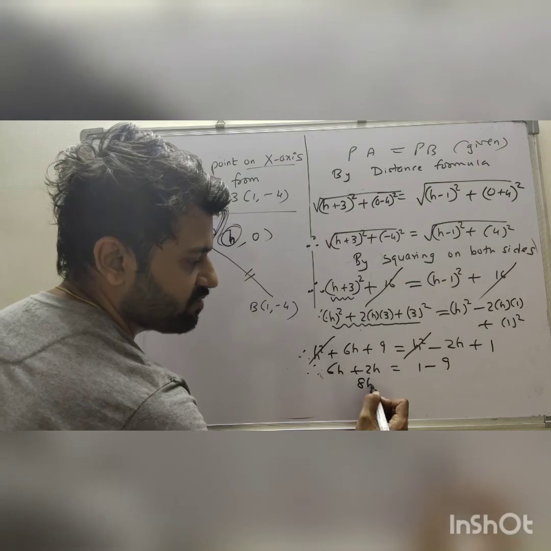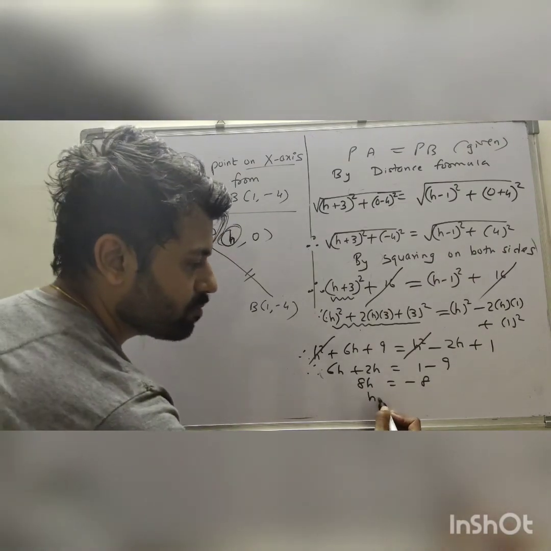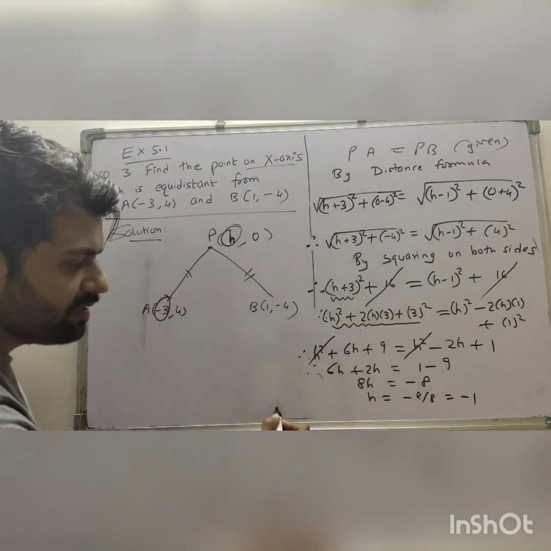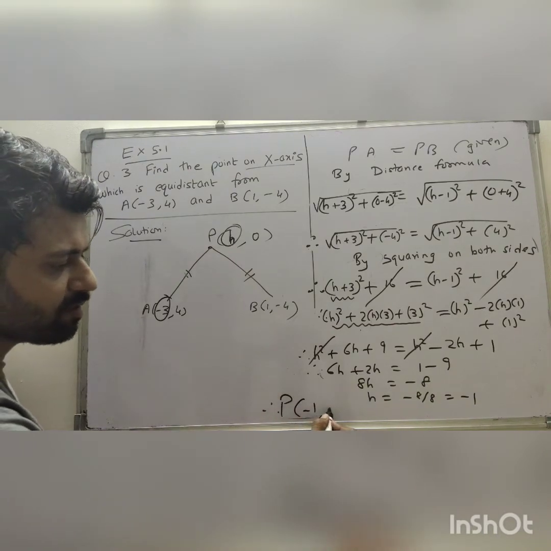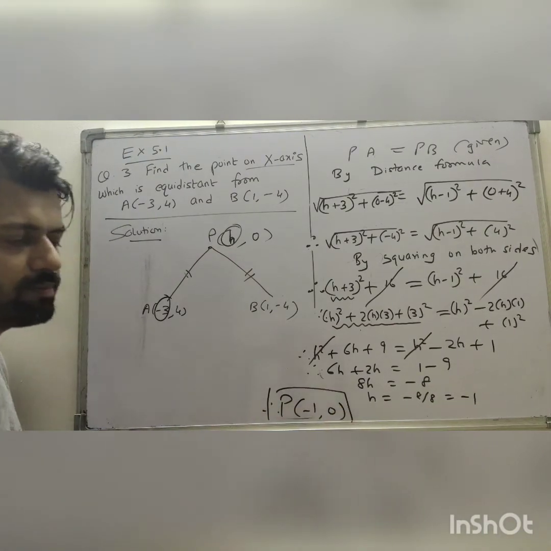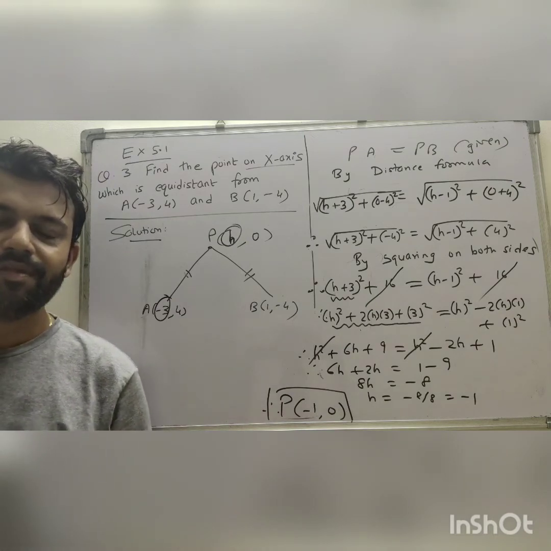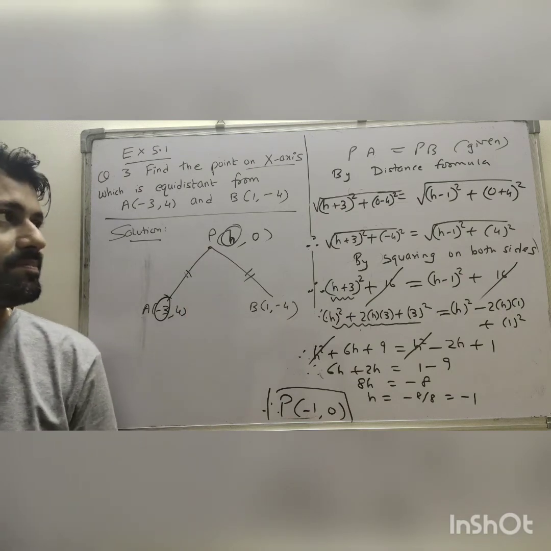6 प्लस 2 इज 8h इज इक्वल्स टू माइनस 8, h इज इक्वल्स टू माइनस 8 अपॉन 8 इज इक्वल्स टू माइनस 1. जैसे ही h मिलेगा तो लिखेगा therefore P is -1, 0. So this is the point -1, 0 which is equidistant from the two given points A and B.